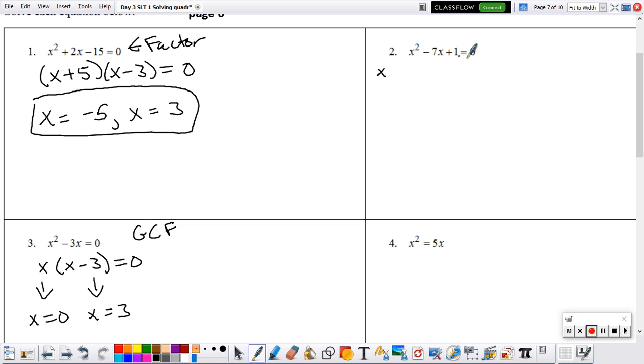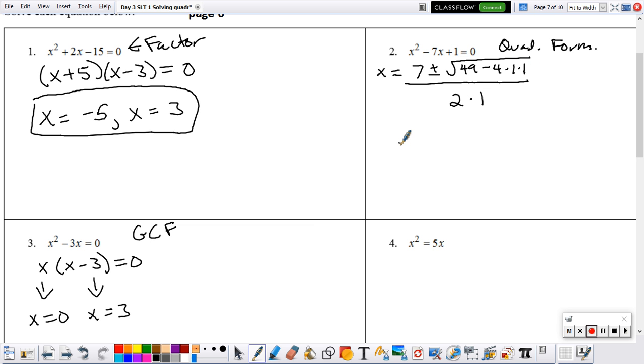Here we go. x equals negative b. Now, b is negative already, so negative negative 7 is just 7. Plus or minus the square root. Now, b squared, be careful, negative 7 squared is 49 minus 4 times a times c. That's easy peasy. All over 2a. And this is a fast problem. 7 plus or minus the square root of, well, 4 times 1 times 1 is just 4. And then 49 minus 4 is 45. And that is over 2.